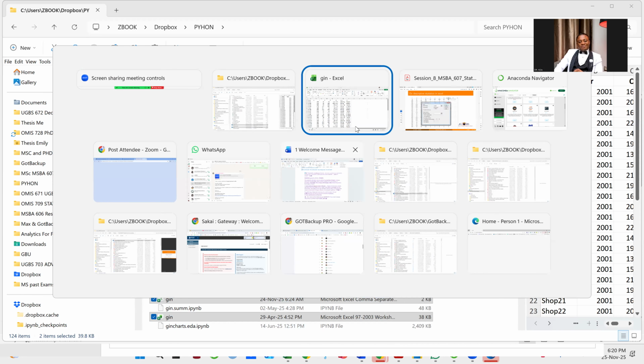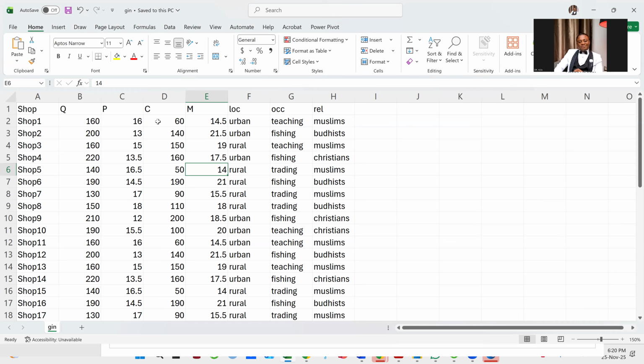Okay. Now, let's do some better work. So the numerical data are QPCM, and then the categorical data are LOC, OCC, and religion. That means that we're talking about location, occupation, and religion. Now, you just go to descriptive statistics. How do you go there?